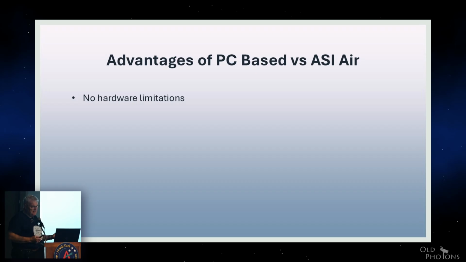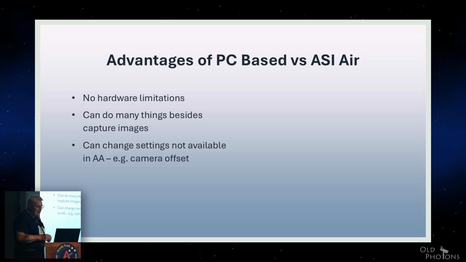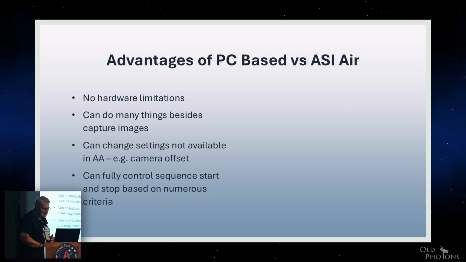So let's look at what you can do with a PC that you can't do with the ASI Air. So number one, there are no hardware limitations. You don't need to worry about staying in the ZWO domain. You can do a lot of things besides capture images, and I'm going to show you some of them. You can change settings that are not available within the ASI Air. Your guiding settings, you can tune a lot more guiding with a PC, and camera offsets, those kinds of things.